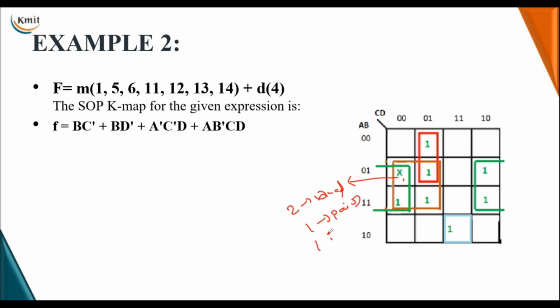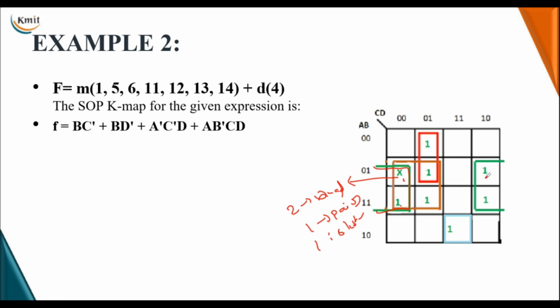and one isolated minterm. If I don't assume this value as 1, or don't take it into grouping, then I can only have pairing. We have a total of 5 pairs with one isolated minterm. So if you treat this as a don't care, these corner cells, these two, the fourth minterm which is a don't care, as well as the 12th minterm.